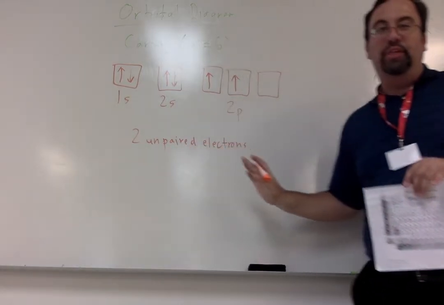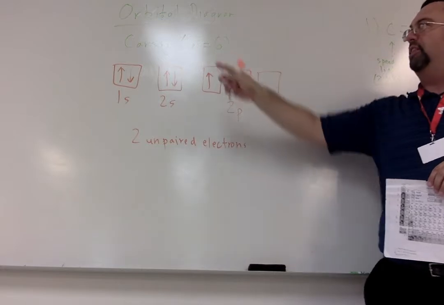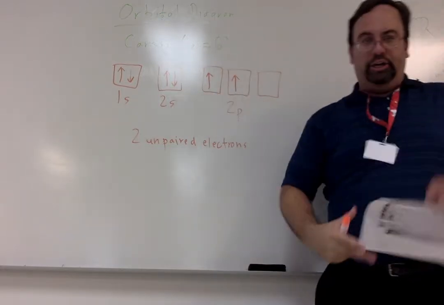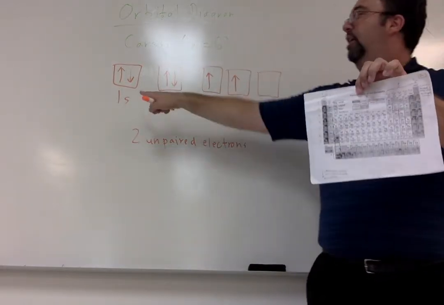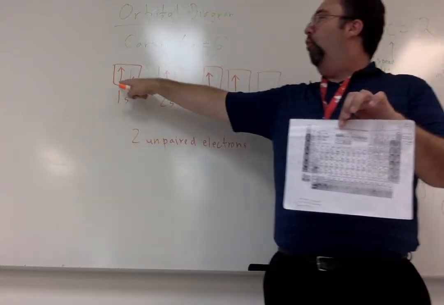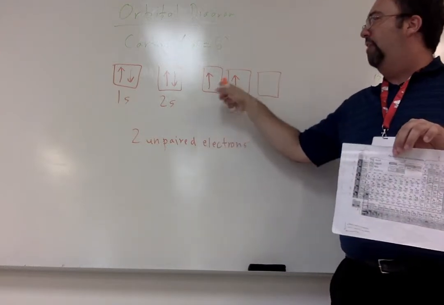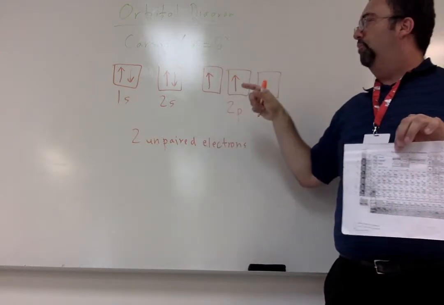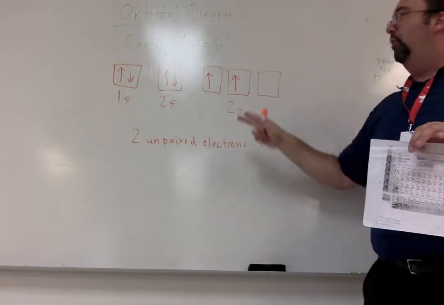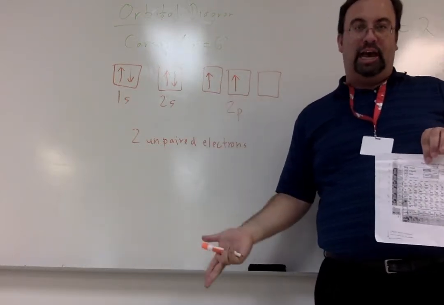All right, so this would be how you would do the orbital diagram for carbon. You get the number of electrons, you look at your periodic table to look for the orbital boxes, then you fill up the orbitals with up and down arrows, remembering Hund's rule because these have to be pointing up before you have them pair up. And so notice then that there are 2 unpaired electrons. This is how you would do this problem.